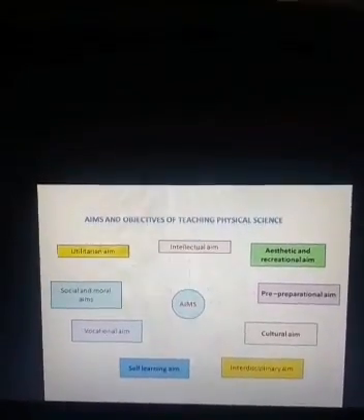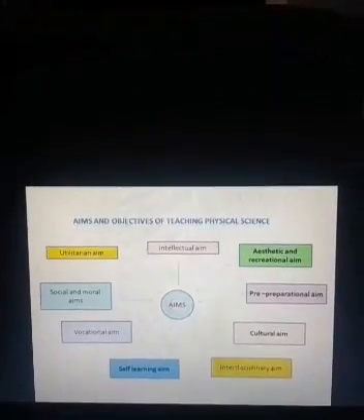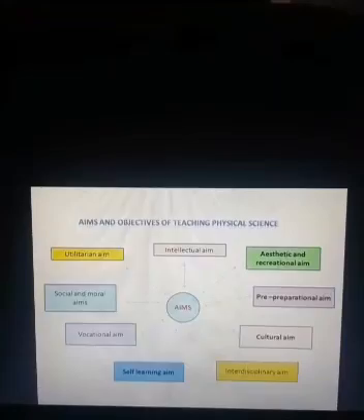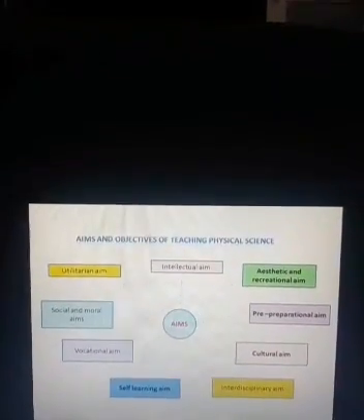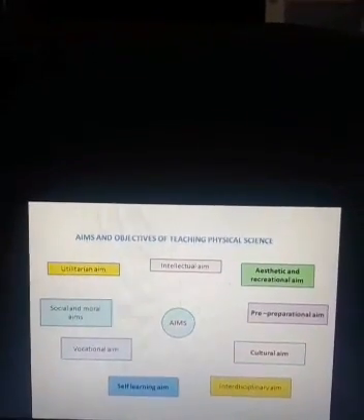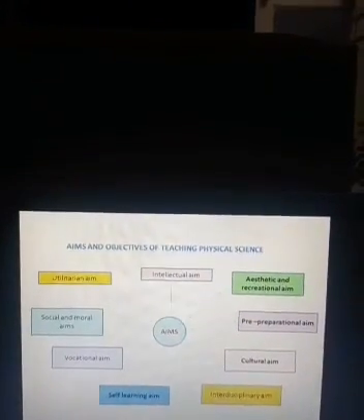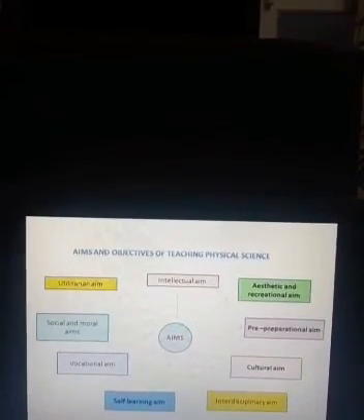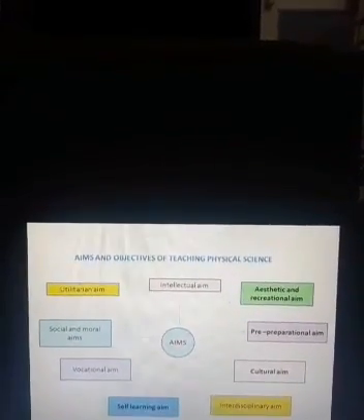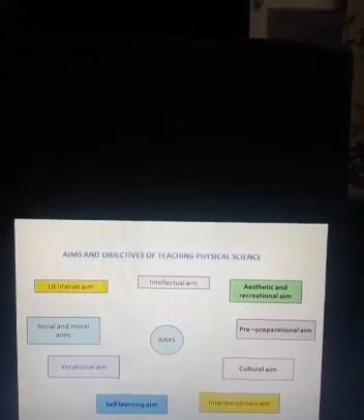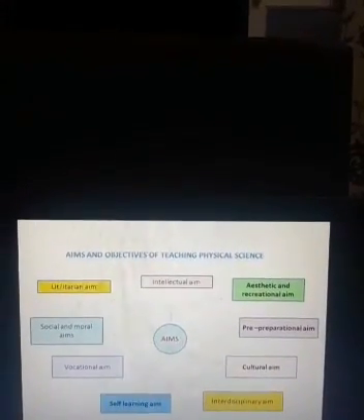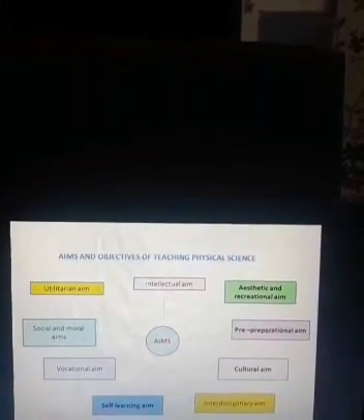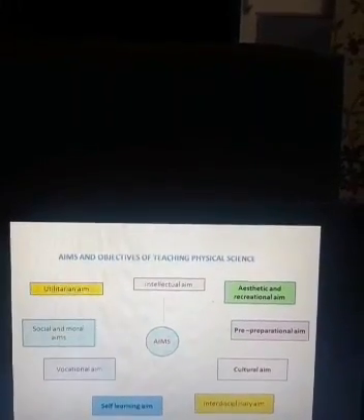First is the intellectual aim. All those objectives we have talked about leads in the development of the cognitive abilities which help us to attain the intellectual aims. Then is the aesthetic and recreational aims. Through science, we can help the child to realize the beauty in the world and use all those things which have been taught to him for his recreational purposes.